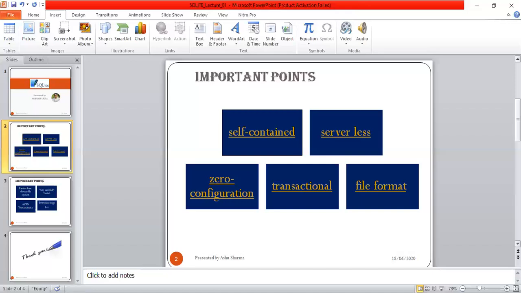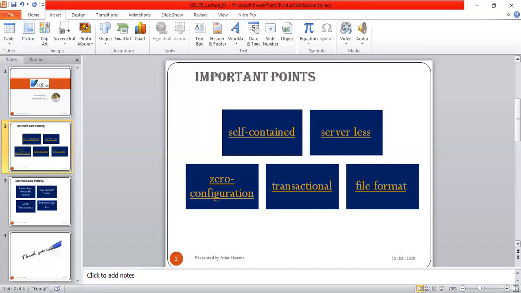The next very important feature is the file format, which again is cross-platform. The complete state of an SQLite database is usually contained in a single file on the disk called the main database file. During a transaction, SQLite stores additional information in a second file called the rollback journal, or, if SQLite is in WAL mode, a write-ahead log file.